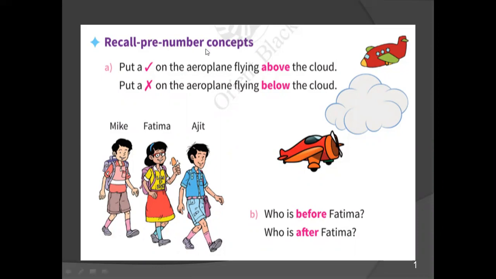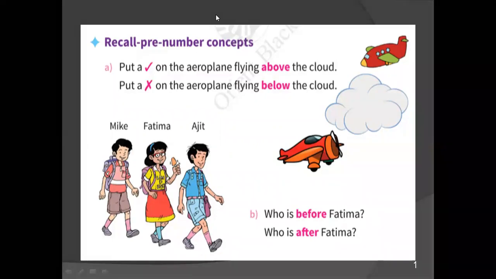Recall pre-number concept. A. Put a tick on the aeroplane flying above the cloud. Put a wrong on the aeroplane flying below the cloud. This is the cloud. This is the aeroplane which is flying above. This is the aeroplane which is flying below. Yes, we will put now a tick on the aeroplane which is flying above. See, like this, you take your pencils and put a tick on the aeroplane which is flying above. And we will put a wrong on the aeroplane which is flying below. I think all are writing with me, children.